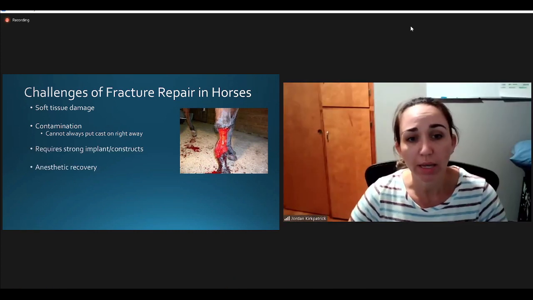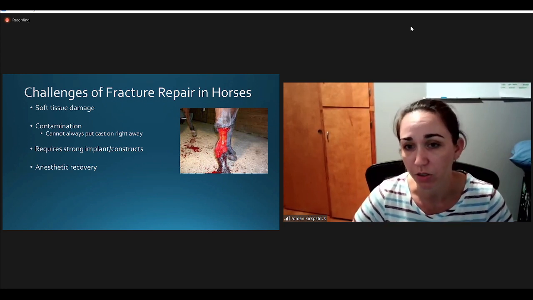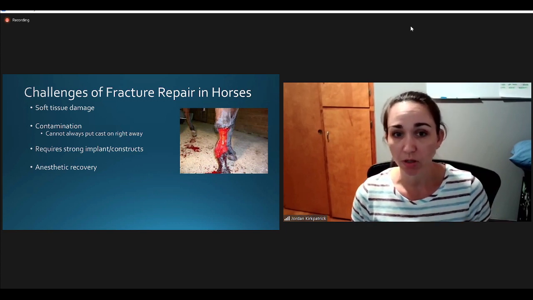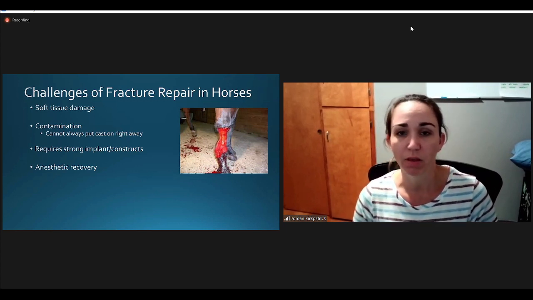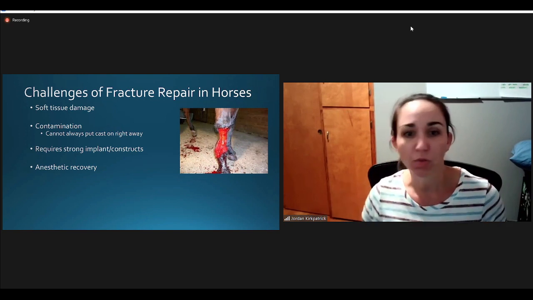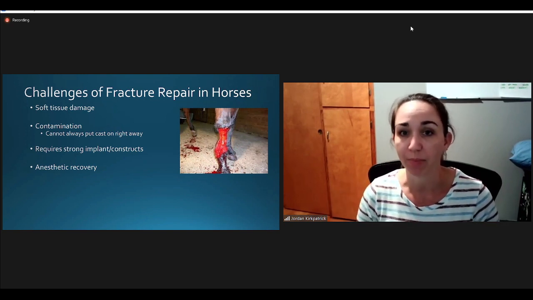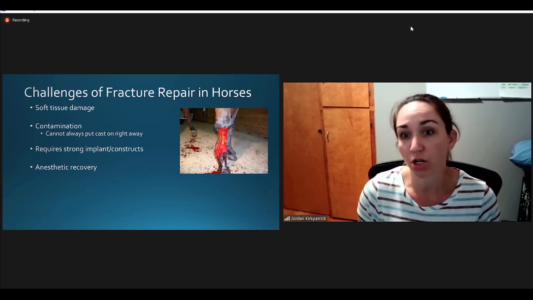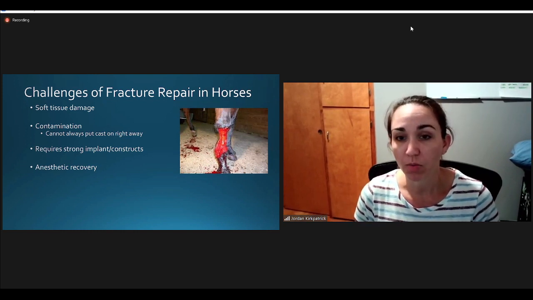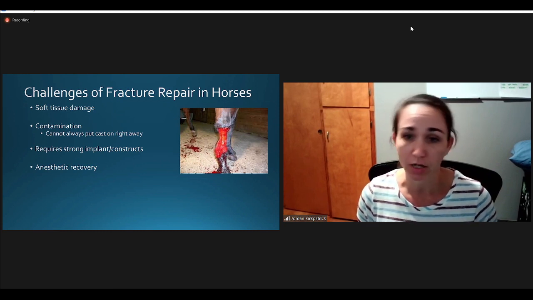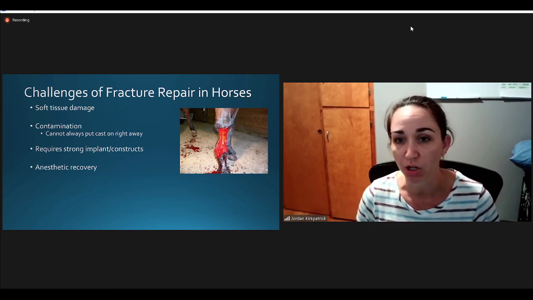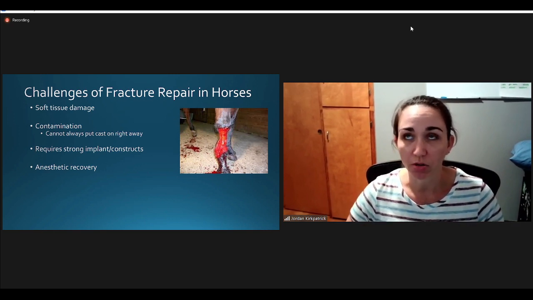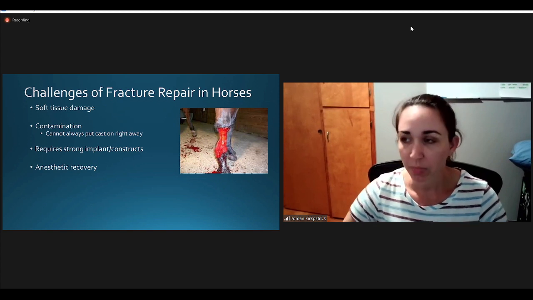It requires strong implants and constructs, so the implants and screws. Everything we have for fracture repair is what's made for people. So I believe we talked about last week, even the heaviest, most obese person probably at best is around 350 to 400 kilograms, which is a large pony. Some horses I've done fracture repairs on were 600 kilograms. Some of them are very, very large, but we still only have the implants that are designed for people. There are really no horse-specific ones.